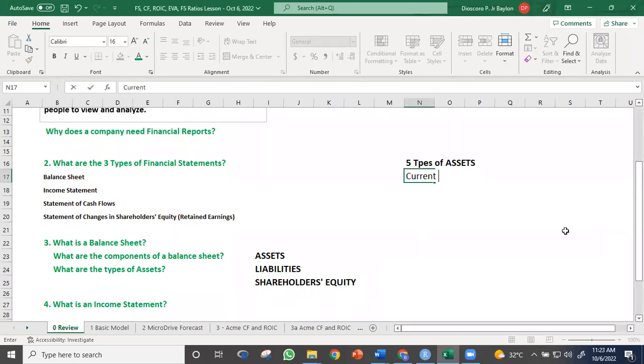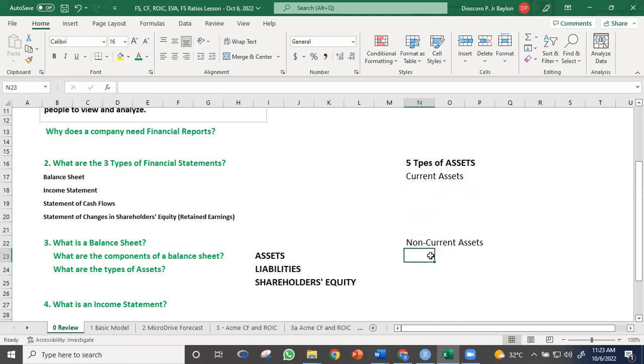First, you have your current assets. And then, of course, your non-current assets. What are the non-current assets? Anyone? What's the composition of your non-current assets? You have LTI, then you have your PPE, and what do you have? IA, and then you have your OA.